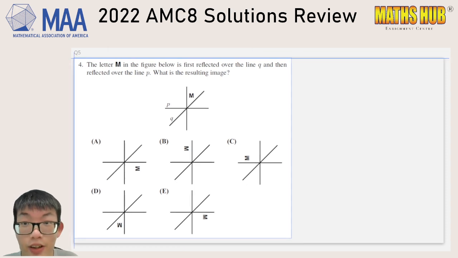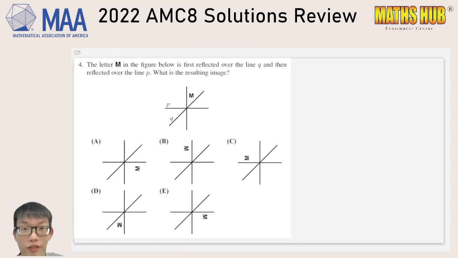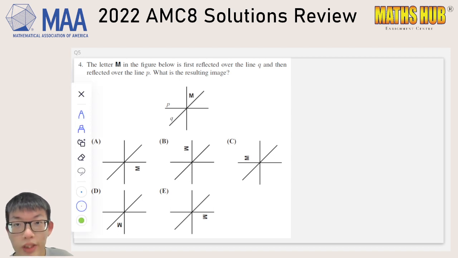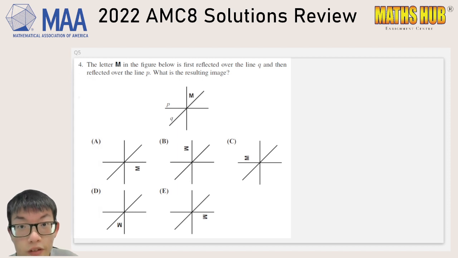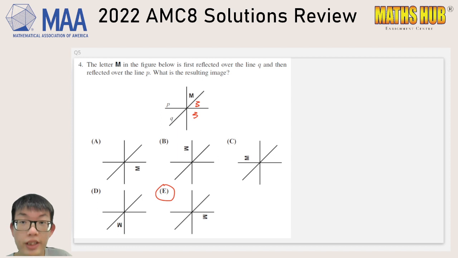Okay, question 4. The letter M in the figure below is first reflected over the line Q and then reflected over the line P, which is the resulting image. Okay, so when you reflect M over the line Q, it will look something like this. If my drawing's not too bad. Now you reflect it over P, it will look something like that. So that looks like option E to me. Yeah, nothing else, right? Just 2 reflections.